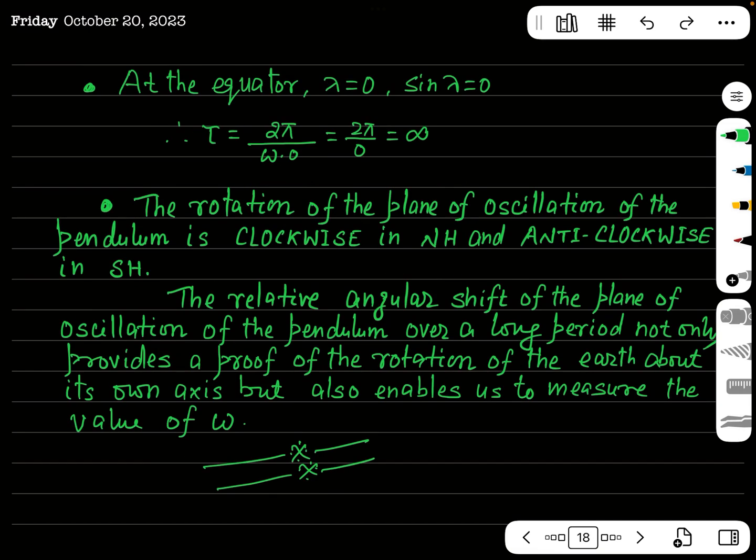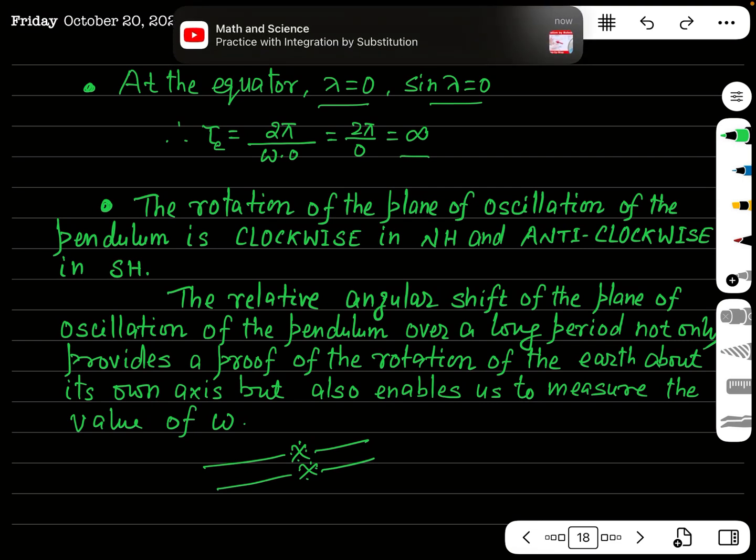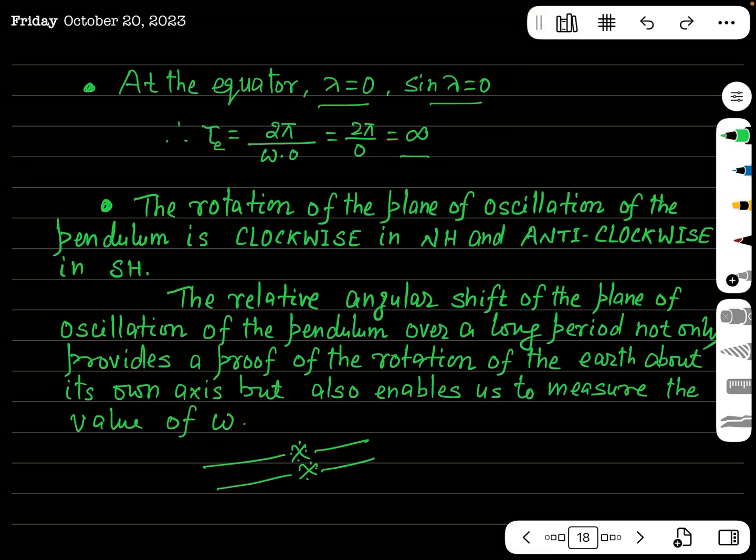But when we talk about the point at the equator, you can see at the equator lambda is equal to 0, and so sine lambda will be 0. And what will be tau? Tau at equator, let us say this is tau e, will be 2 pi by omega into 0. So this will be simply infinity. So you can say that at the equator the time period of rotation or revolution of the plane of oscillation of the pendulum will be infinite. Okay, so it will actually not oscillate there. When time period is infinite, it means no rotation, no oscillation.